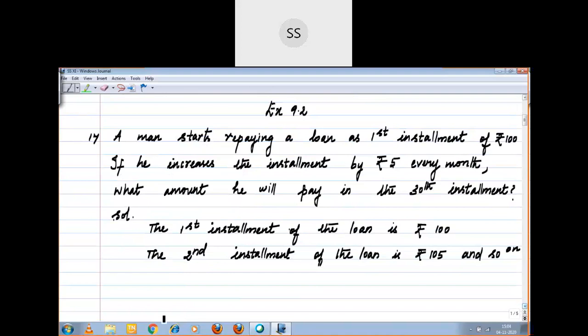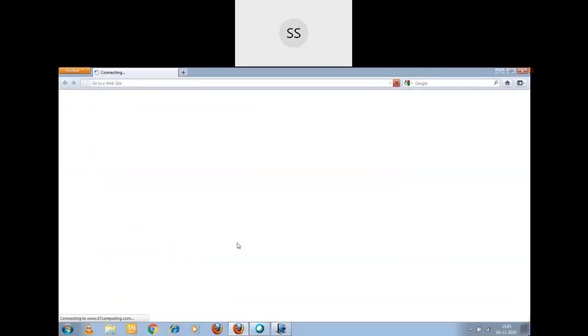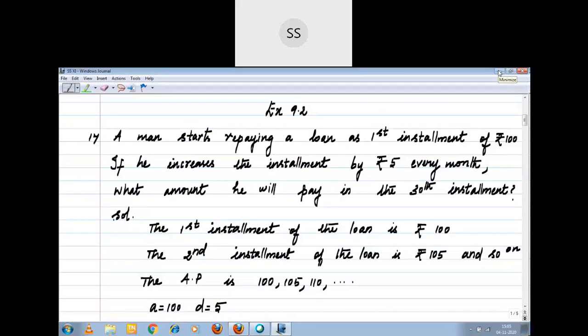So it forms an AP. The AP is first month 100, then 105, next 110 and so on. Got it? Now a equal to 100, d is equal to 5. What is the thing they asked in the question? How much he has to pay in the 30th installment, right? What amount will he pay in the 30th installment?